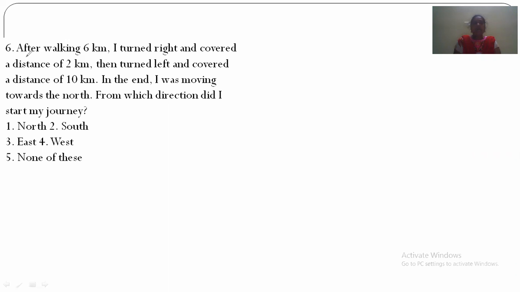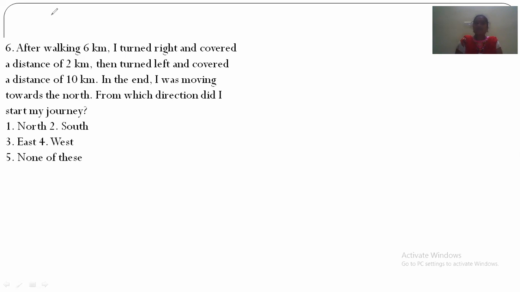The sixth one. After walking 6 kilometers, I turned right and covered a distance of 2 kilometers. See here, in which direction, they are not giving. After walking 6 kilometers, I turned right. They haven't given in which direction they are. And covered a distance of 2 kilometers and then turned left and covered a distance of 10 kilometers. In the end, I was moving towards the north. From which direction did I start my journey?